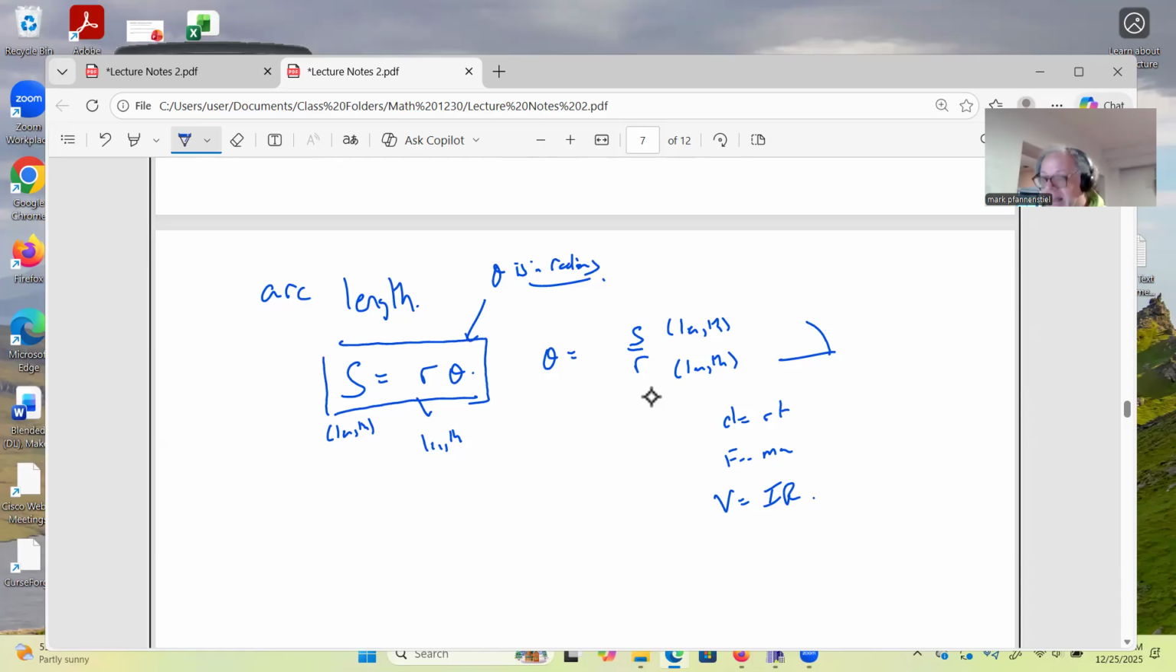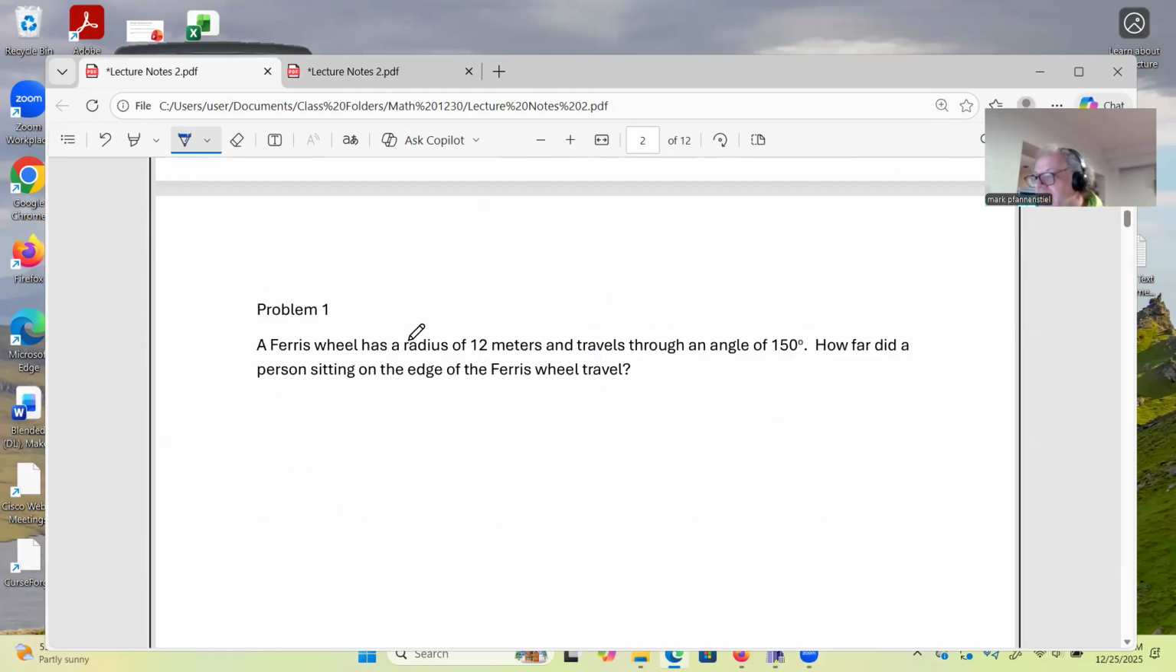That's really important. Theta has to be in radians for this to work, not degrees. That's not going to help us. We need to convert everything to radians. So let's go ahead and look at a couple of problems here.